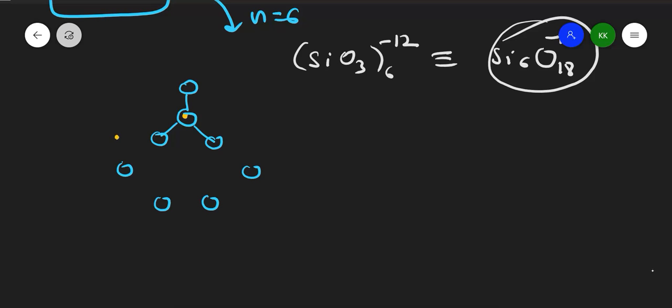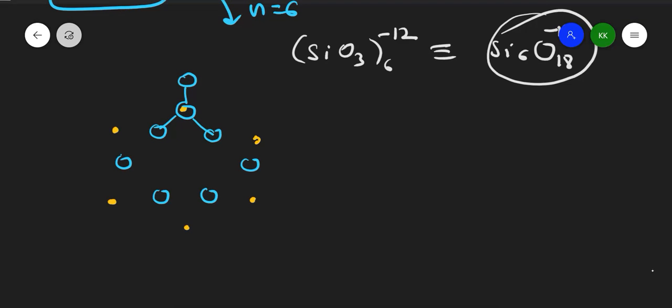See, I want 6 silicons. So with the yellow marker, one silicon, this is the second silicon, this is the third silicon, this is the fourth silicon, this is the fifth silicon, and this is the sixth silicon. Let me do it nicely. This is the sixth silicon.